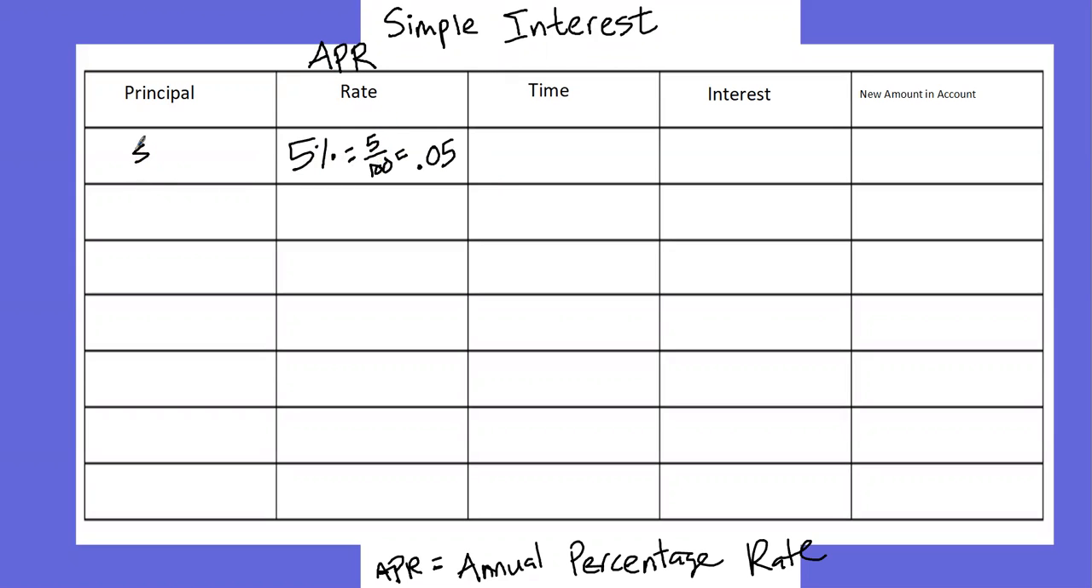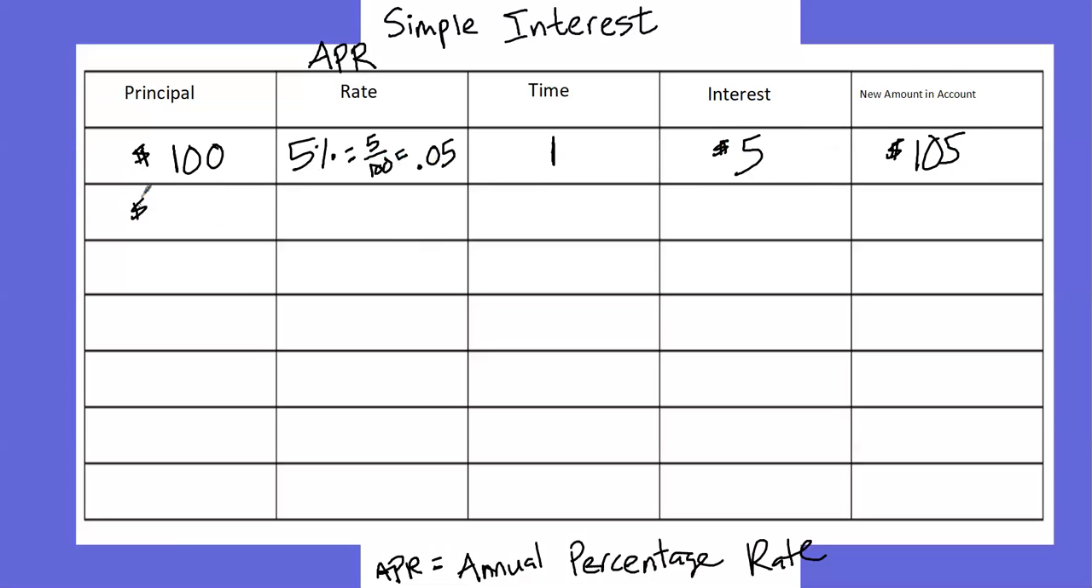So just as an easy example, if you had a principal of $100 and you were looking at 1 year, if the interest rate or the APR is 5%, you're going to have 5 for every 100 for every year. So your interest would just be $5. And the new amount in your account would be the 100 that you started with plus the $5 in interest, and you would be at $105.